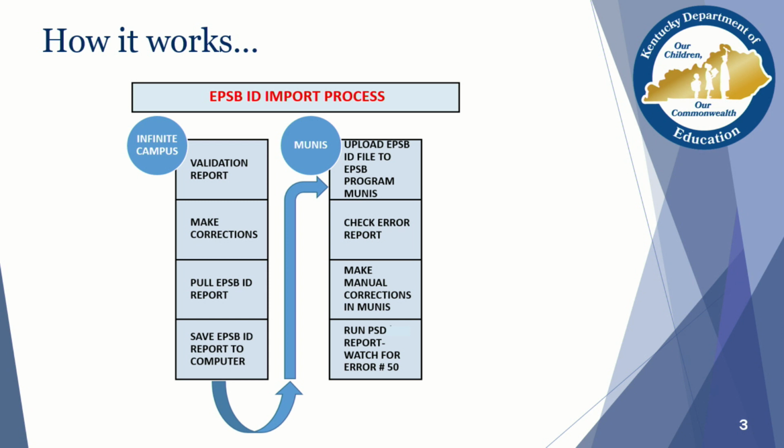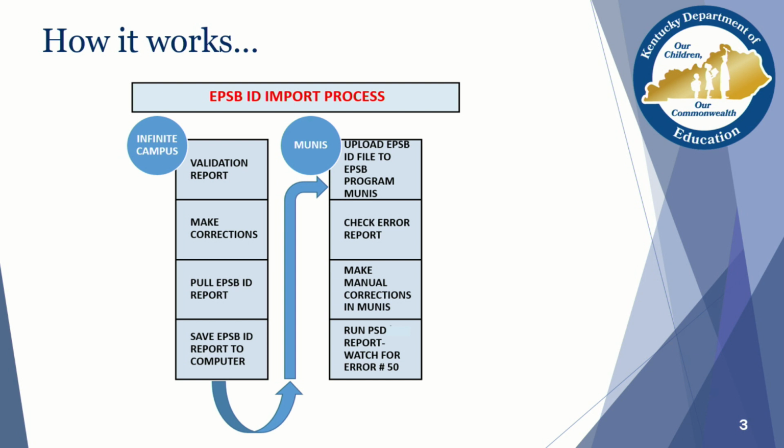If you know me, you know that my background is teaching, so I'm always trying to take something that can be difficult and make it a little simpler for you. So I tried to create a graphic that I thought might help you understand this process a little better. As you can see on the graphic, it starts in Infinite Campus, where you'll pull the validation report. The validation report is where you'll actually see any mistakes or any empty fields. You'll make corrections. You'll then pull the EPSB ID report.